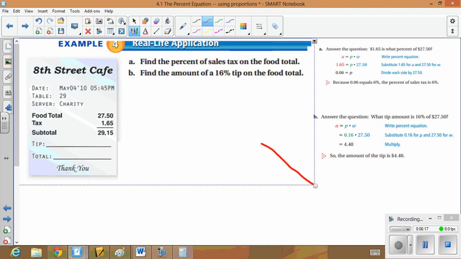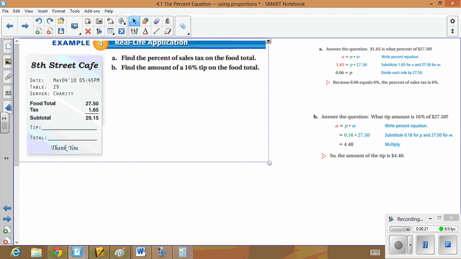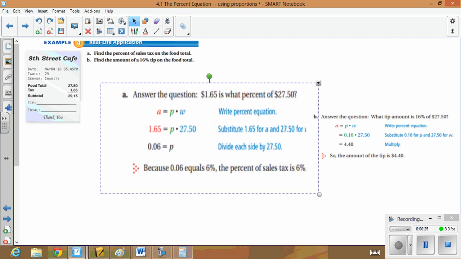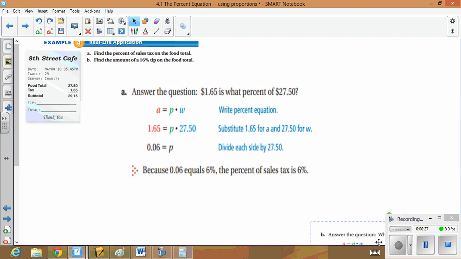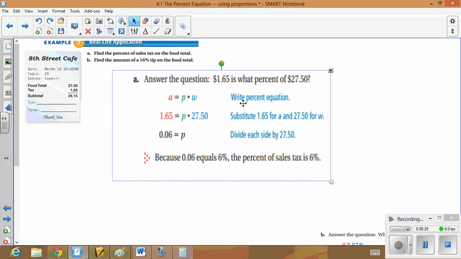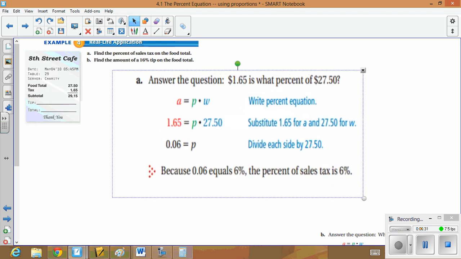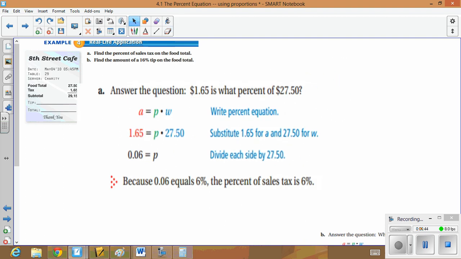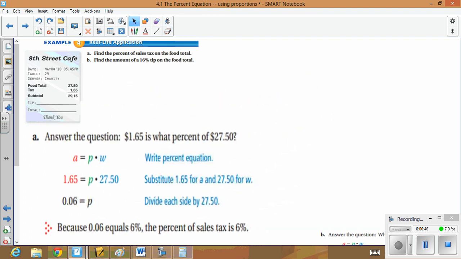So what we want to do is answer the question, $1.65 is what percent of 27.50? The way I have it set up right now, I'm using the percent equation, but we can do this problem using the proportion that I just showed you as well.